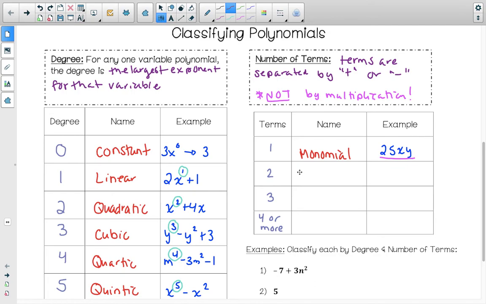2 terms is called a binomial. That means that we have 2 terms split up by a plus sign or a minus sign. So an example of this would be x squared plus 1. We have a plus sign here, so we have 1 term here, x squared, and our second term is 1.